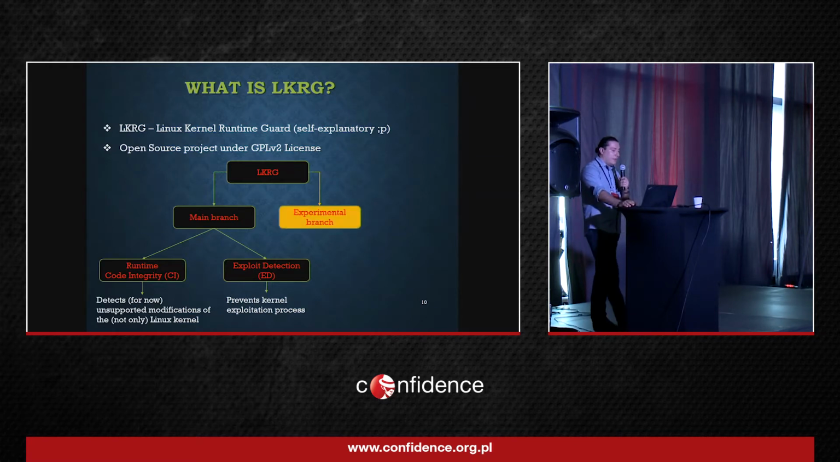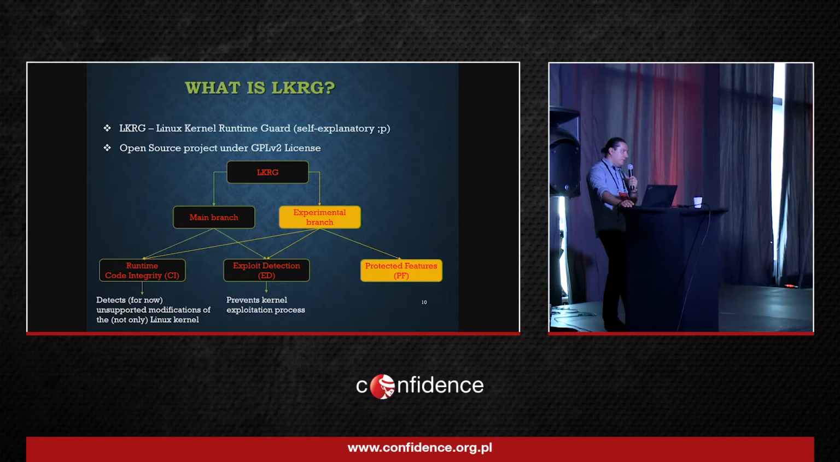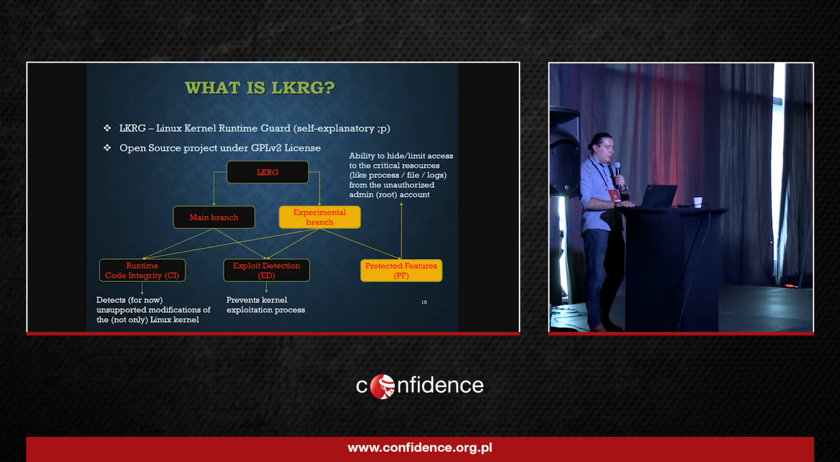And there is also an experimental branch, which is somewhat independent of the main branch. It consists of exactly the same features as the main branch, but additionally it has protected features, which have the ability to hide and limit access to critical resources like processes, files, or logs, even from the root account, an unauthorized root account. So if some attacker exploits some bugs in the system in a way that they get a root shell, this kind of root shell, with the correct configuration of the protected features, won't have access to every process in the system, because some of the processes will be protected even from the root account. Same with the files and with the logs.